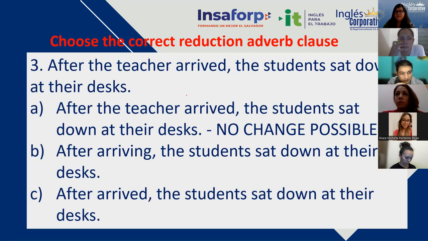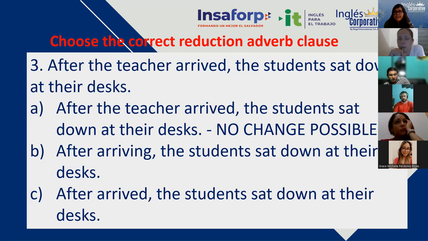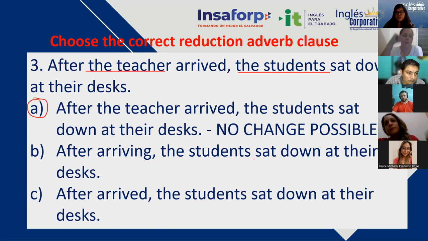A ver, what about this one? After the teacher arrived, the student sat down at their desks. Letter A. ¿Por qué? Because no change is possible. The noun in the first part is teacher, and the second is the student. Exactly. So the first subject is the teacher, and the second subject is the student. So there is no change possible, right?